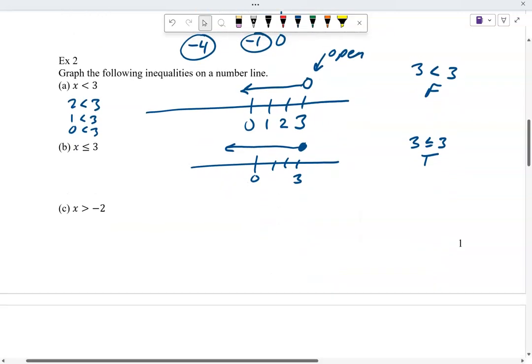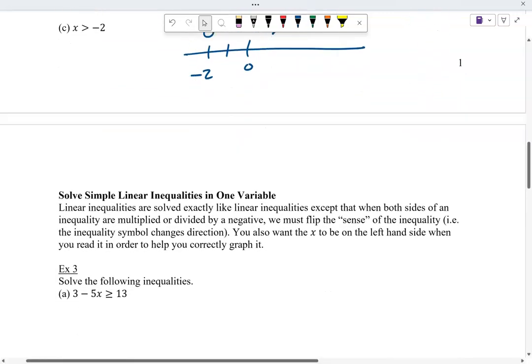So go ahead, and this would be a good time to pause it and have this be a you try it problem. Draw x being greater than -2. All right, you should have had your arrow open at -2 and greater than. X is greater than -2. So your solution set is all values greater than -2.